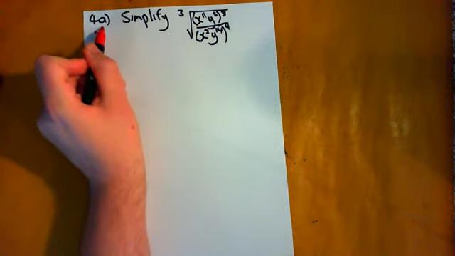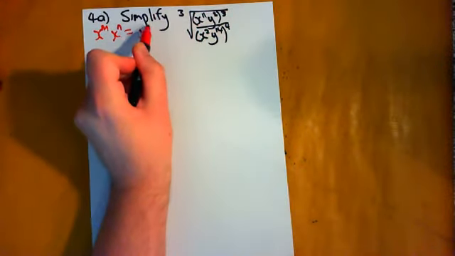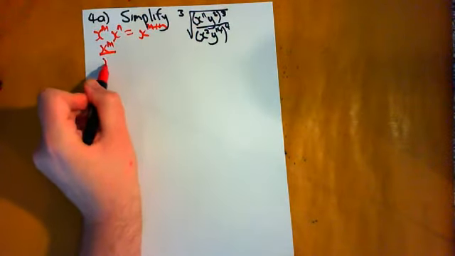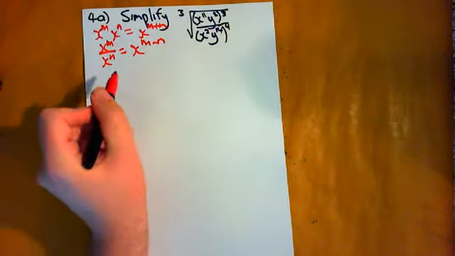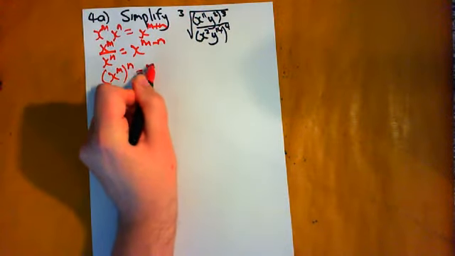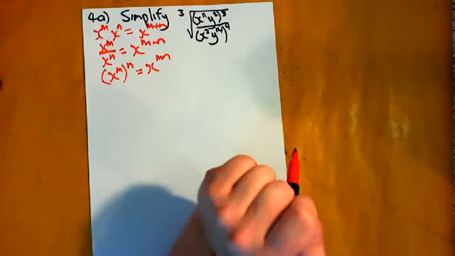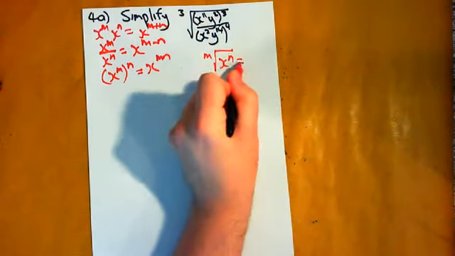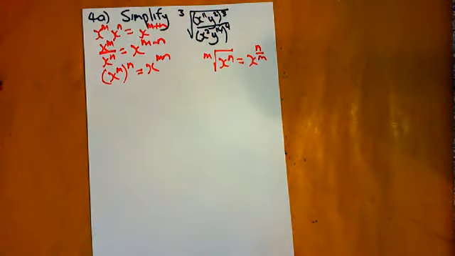We have x to the m times x to the n equals x to the m plus n. We have x to the m over x to the n equals x to the m minus n. We have x to the m, all of that to the power of n, equals x to the m times n. And one other thing that we might need to use is the nth root of x to the n is x to the n over m.